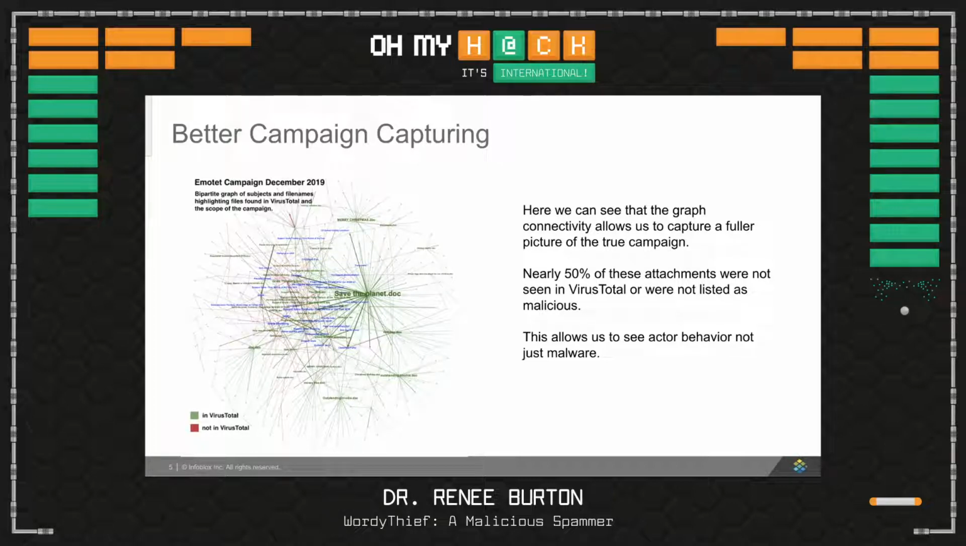And so when you look at that data holistically, rather than as individual events, you see all of this connectivity where, again, about half of the right side are known to be bad and known to be Emotet, and then this portion over here was not known. In fact, nearly 50% of these attachments were not seen. So this really allows us to see not only the campaign, but when we look at this closely, we can actually see tendencies of how certain actors behave, and Emotet being a classic one here.